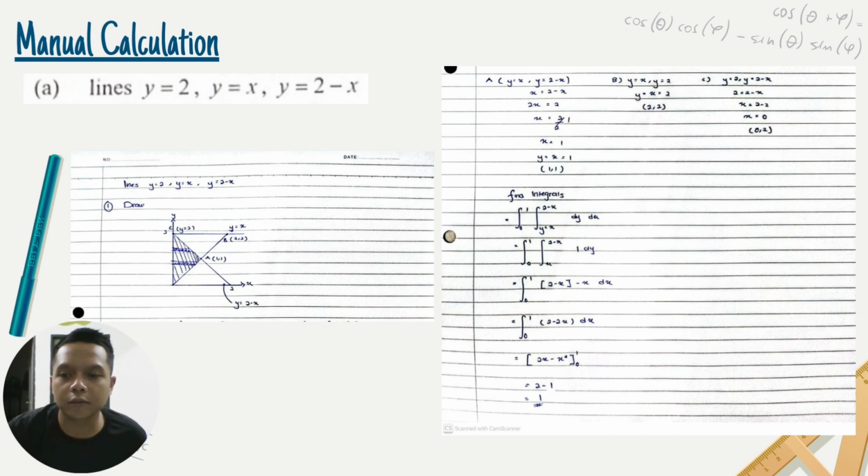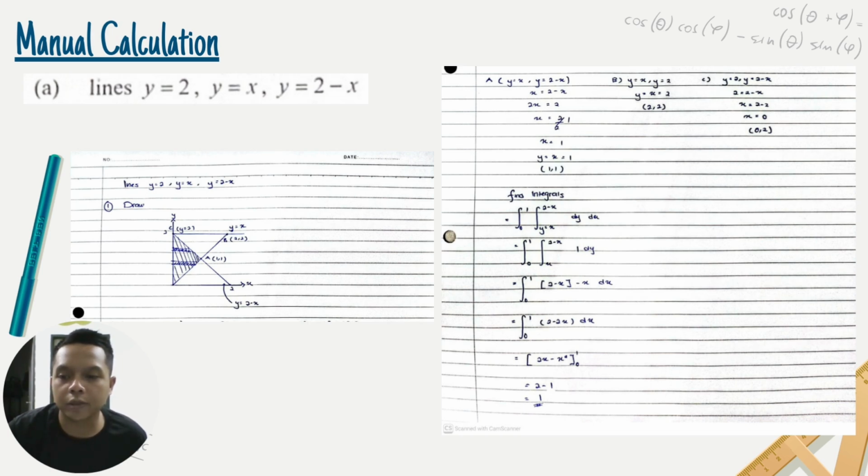The points of intersection are found as follows: the lines y equal to x and y equal to 2 minus x intersect at (1, 1). The line y equal to 2 intersects at (2, 2), and the line y equal to 2 minus x intersects at (0, 2). From the diagram, it is observed that x varies from 0 to 1, and for a fixed value of x, y varies from y equal to x to y equal to 2 minus x.